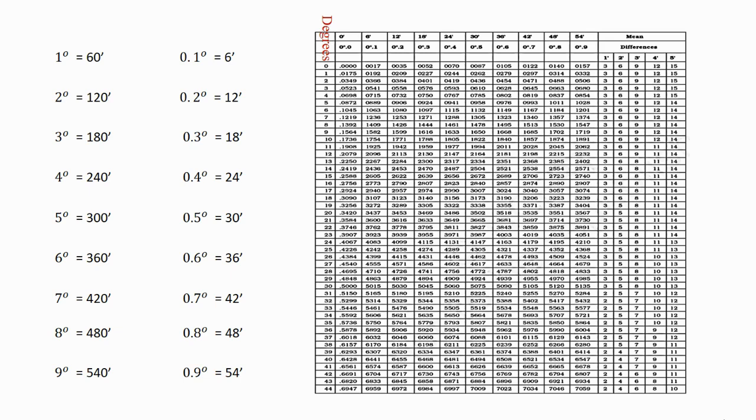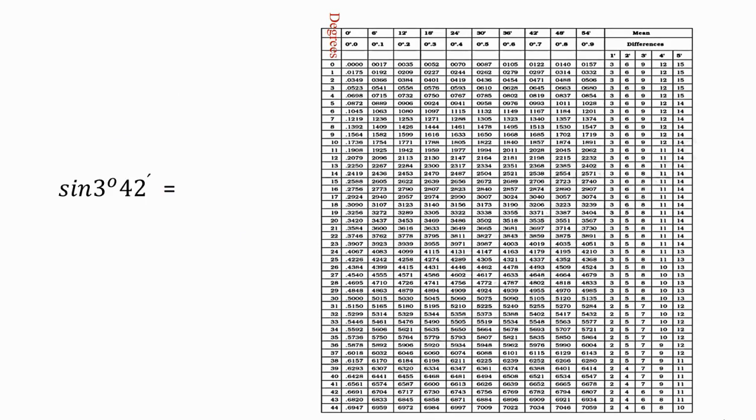Now student, let's understand how to read the natural sine table with the help of examples. Our first example is sine of 3 degree 42 minutes. To find sine 3 degree 42 minutes, we have to choose 3 degree in the very first column. Along the 3 degree row, I observe the value under 42 minutes, which is 0.0645.